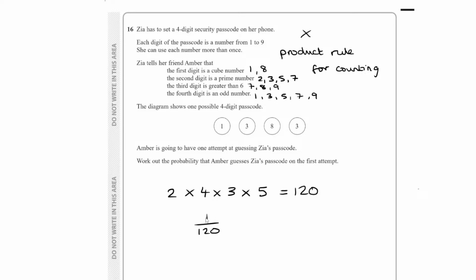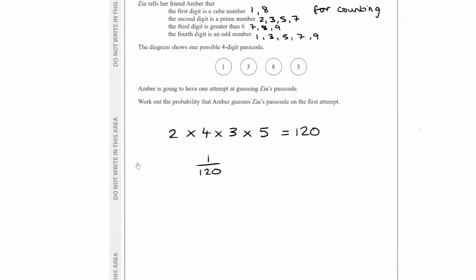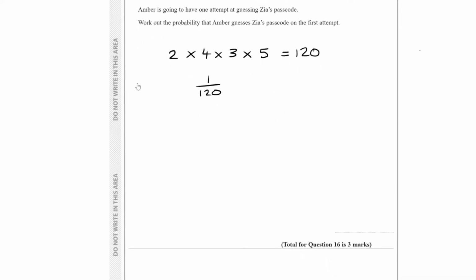Because there's only one correct passcode out of 120, isn't there? So that's the probability. Again, I think there's different ways to do it, but that's how I do it. I use product rule for counting, and then I just convert it into a probability at the end. 3 marks.